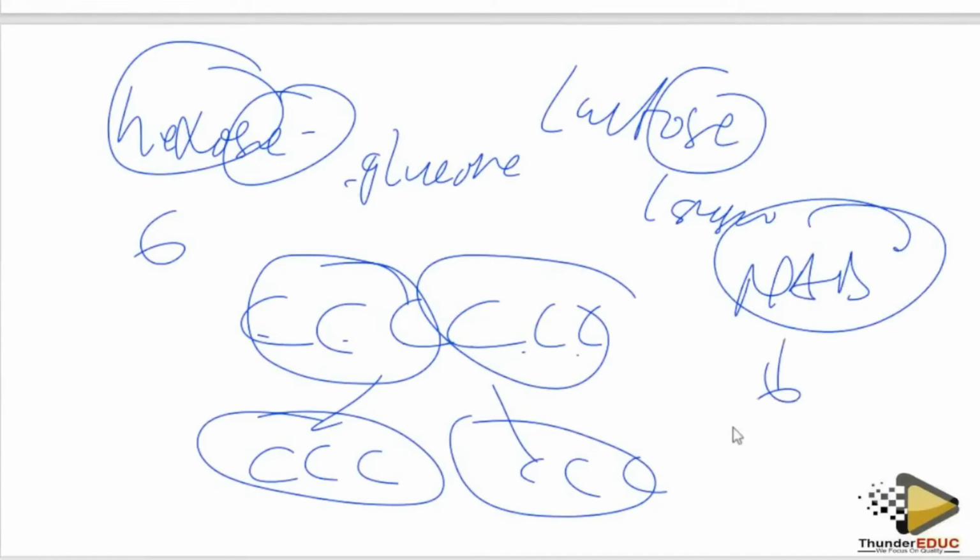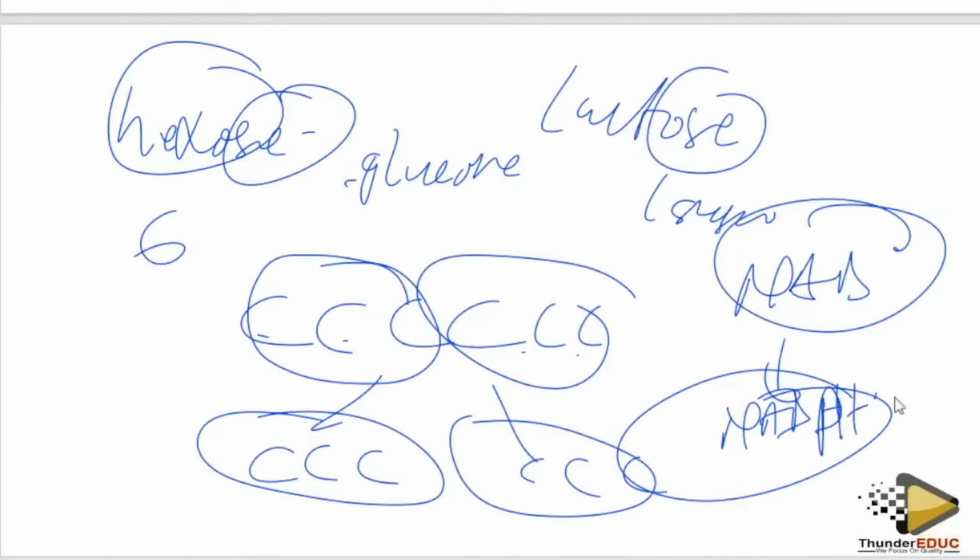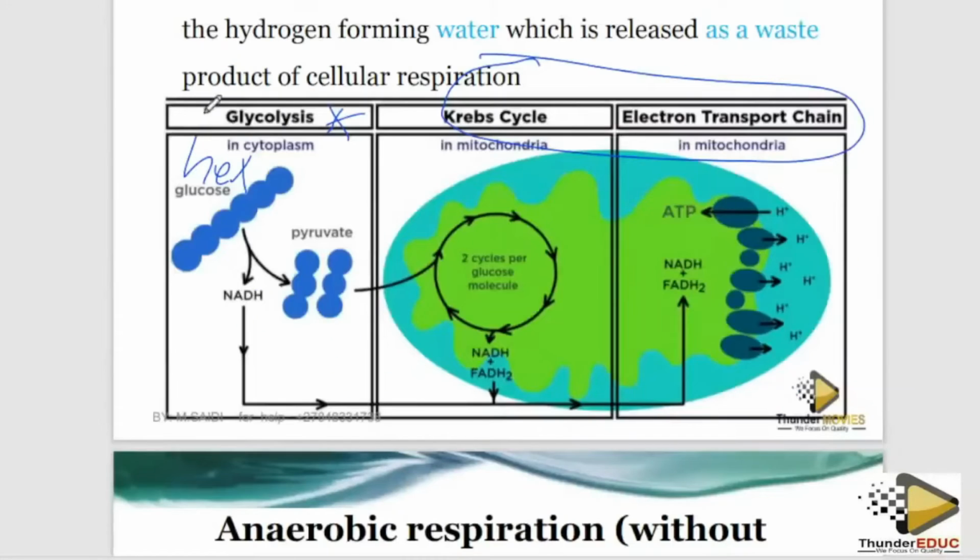So it's going to become NADH. Don't forget that for respiration it is called NADH, while for photosynthesis it is called NADPH. Yes, so please don't confuse the two. So now the NAD is energized, the molecule which enters the chain. Where does this one occur? It occurs in the cytoplasm.